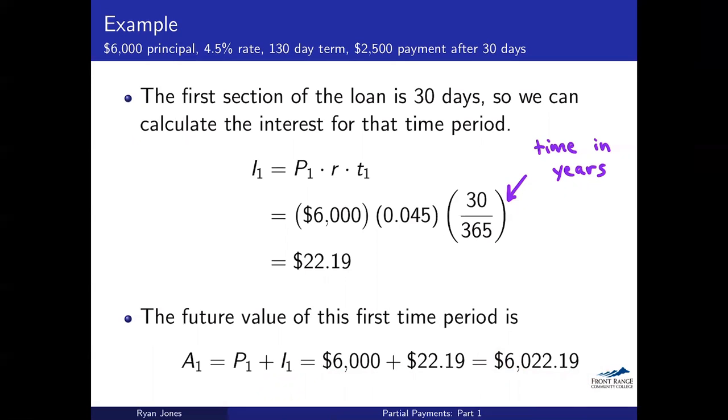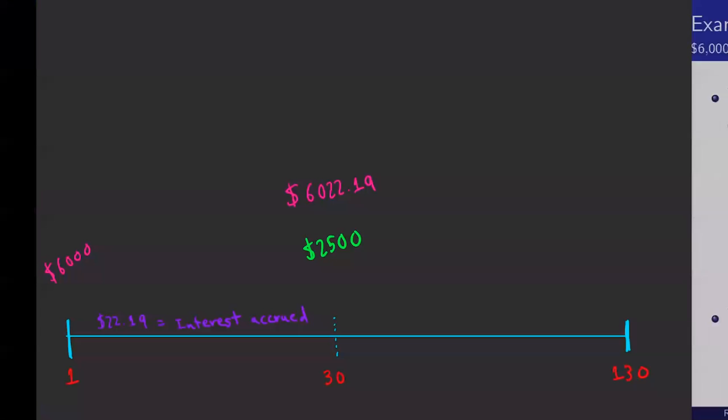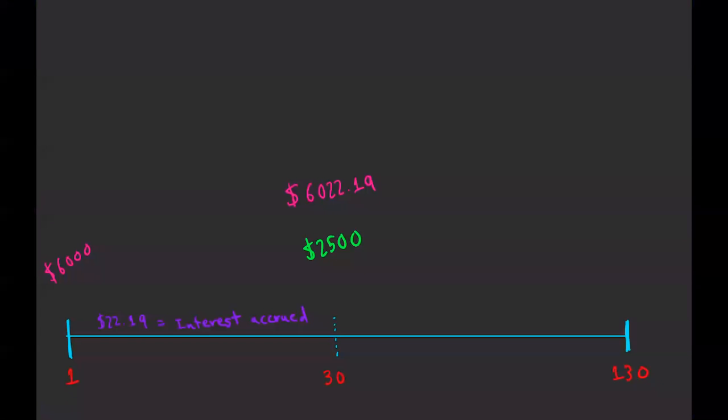And so you're going to say, great, that's how much I owe you. Don't have all of it, but I do have $2,500 that I can pay you. And they say, all right, great, we'll take it. So on this 30th day, she pays the bank $2,500. So she takes the amount that she owed and she subtracts off $2,500, and that gives her this amount just above $3,500. This amount here is how much she owes now at this point, sort of at the end of day 30, if you will.